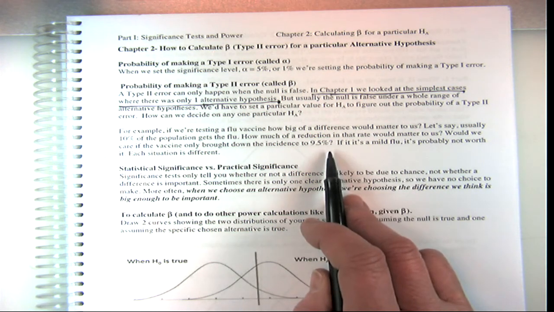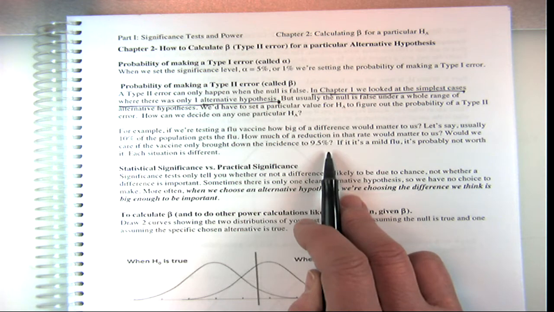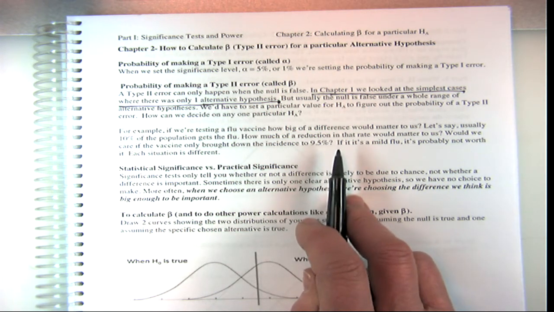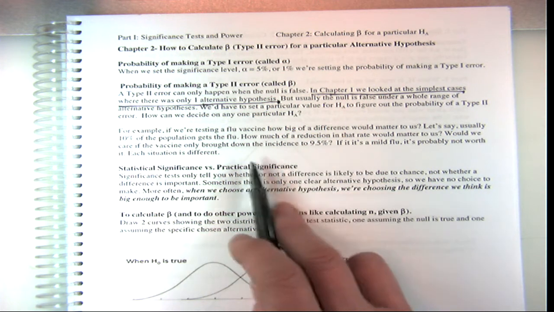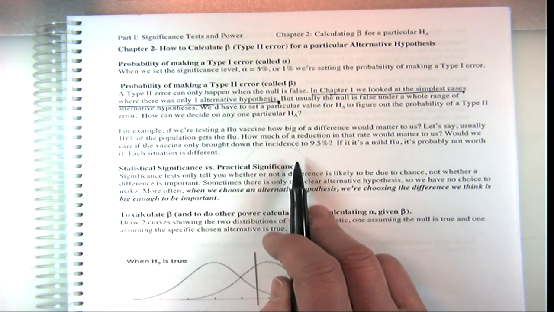But what if it was a deadly flu? Then, 0.5% of 300 million Americans, right? If you're just talking about this nation alone, that would be 150,000 people. And that would matter to us. That would be huge. We would save the lives of 150,000 people. So it just depends on the situation. Again, each situation is different.